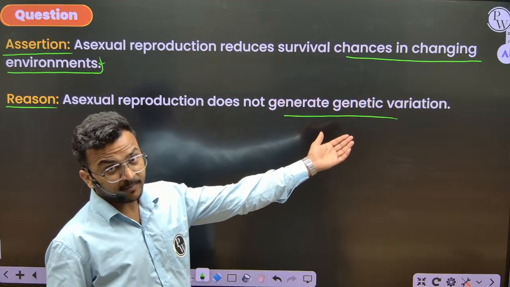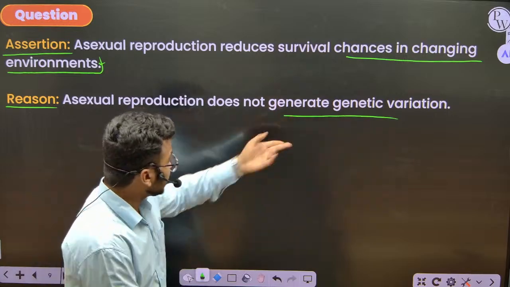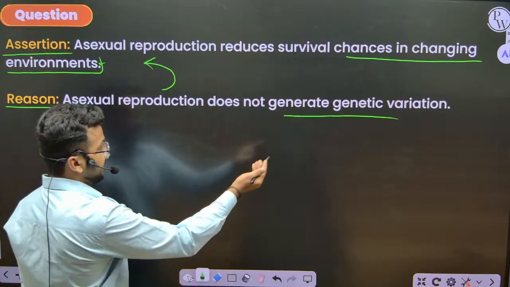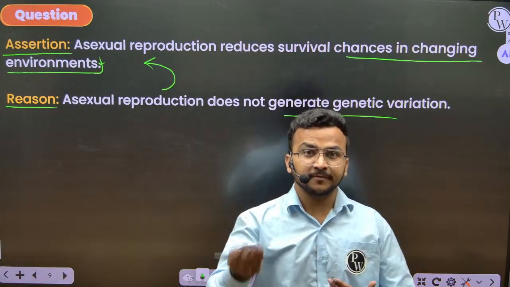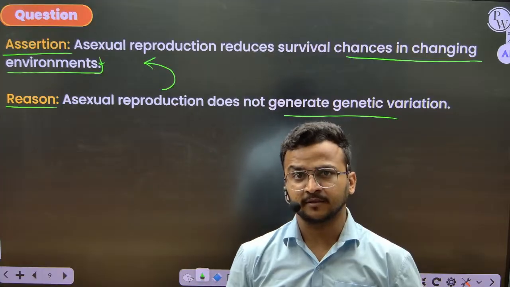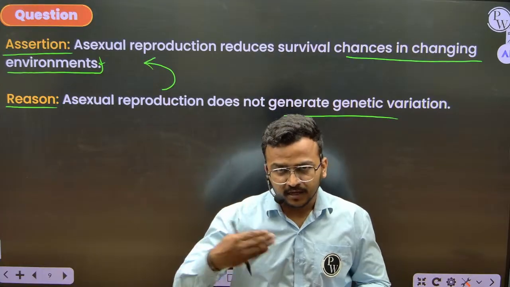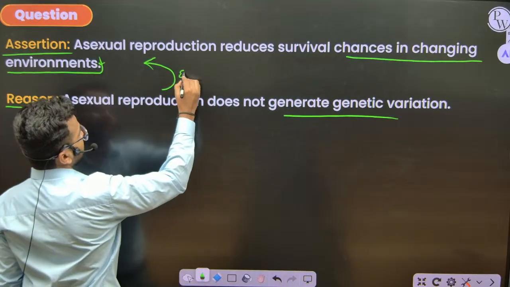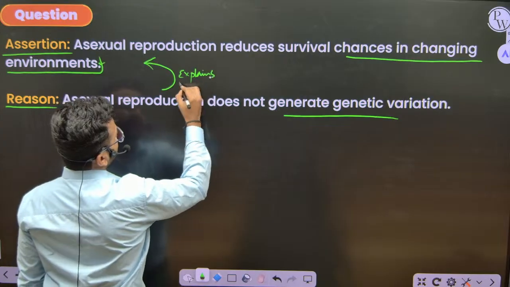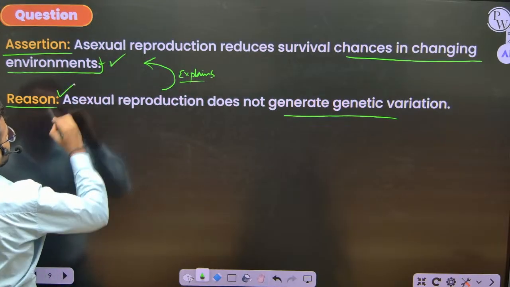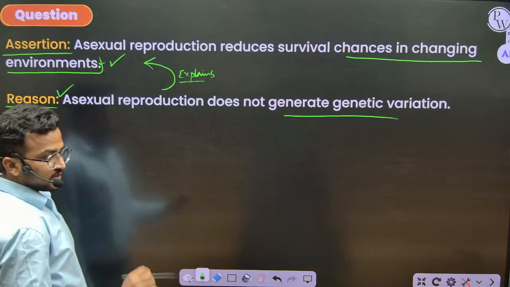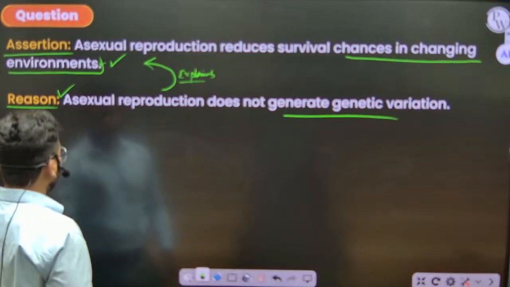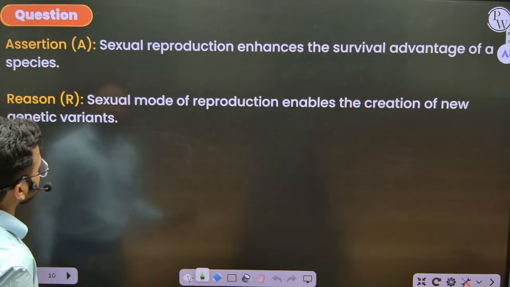This statement is also correct, and it explains the assertion. Why does it explain A? If there is no genetic variation within the asexually reproducing organisms, when no variation is occurring, how can they survive? So both statements are true and the reason explains A. This is how the questions are framed, so you need to see the question framing also. Next question, another one here.